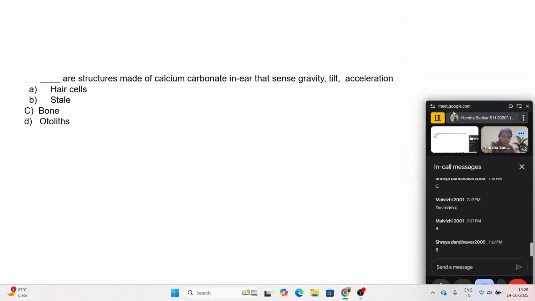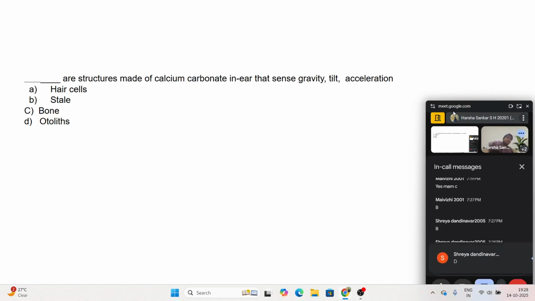Dash are the structures made of calcium carbonate in the ear that sense gravity, tilt, acceleration. So other than hearing, we also have a pressure system in our ear, and there is some kind of structure that is made of calcium carbonate. What is that structure which can sense gravity, tilt and acceleration?